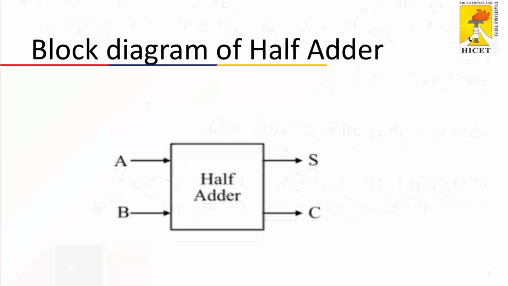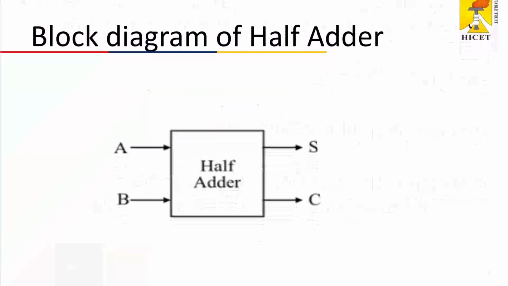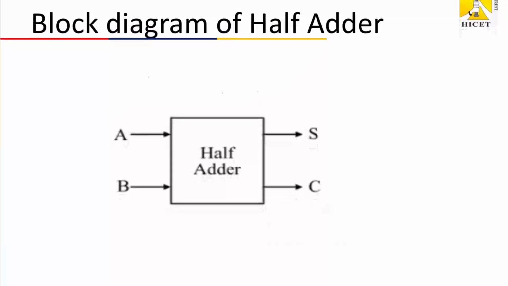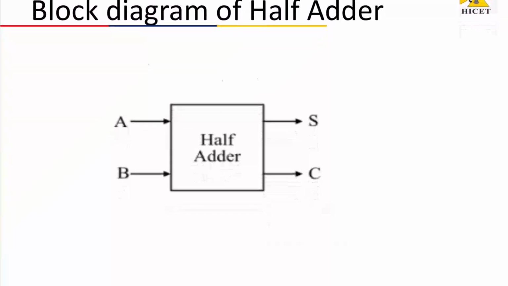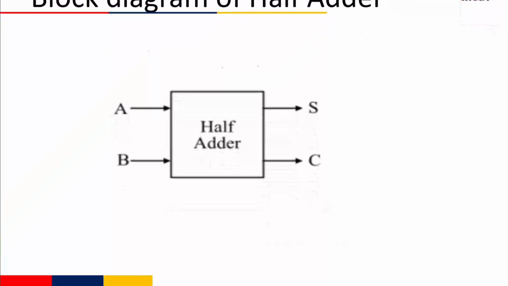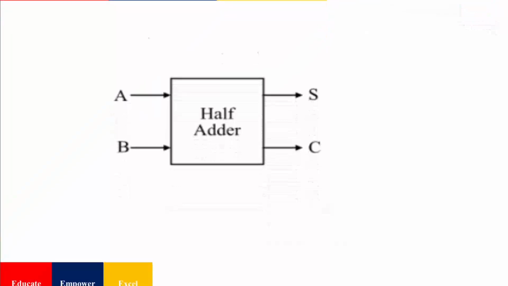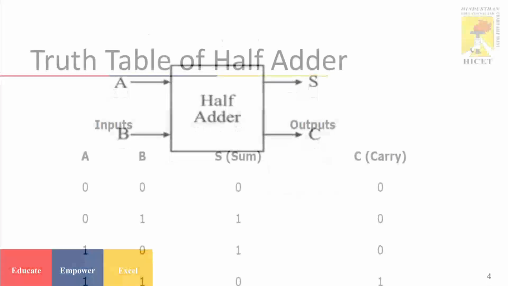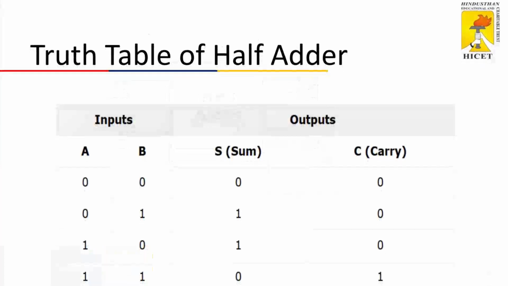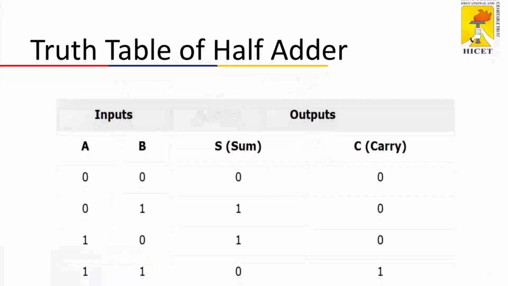Now let's take a look at the block diagram of a half adder. Here we can see that the circuit takes in two inputs, A and B. These inputs go into the half adder block, which then produces two outputs, the sum S and the carry C. Let's understand how the half adder works by looking at its truth table.